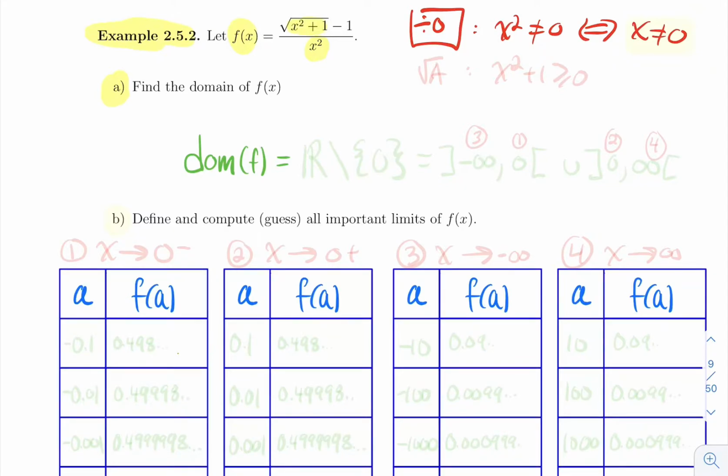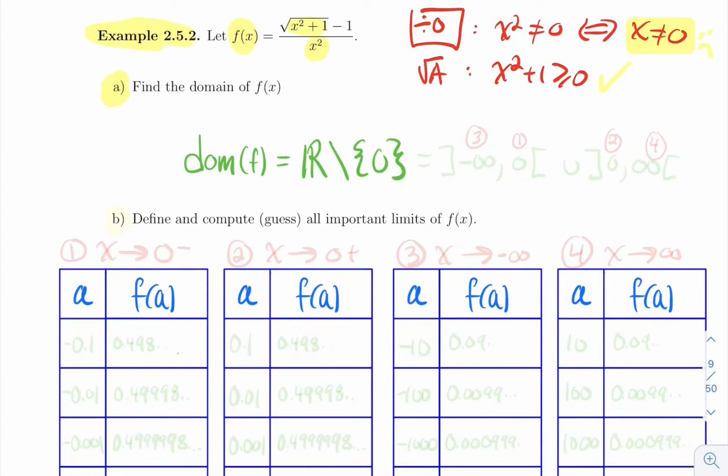There's also a square root. So we have a square root of some algebraic expression. So we want x squared plus 1 to be always bigger or equal than 0, but this will always be true because x squared, the minimum number, is 0. So here, there's no problem. So there's only one restriction here, and it's that x cannot be equal to 0. So that's the only restriction for the domain. So this means that the domain is everything but 0.